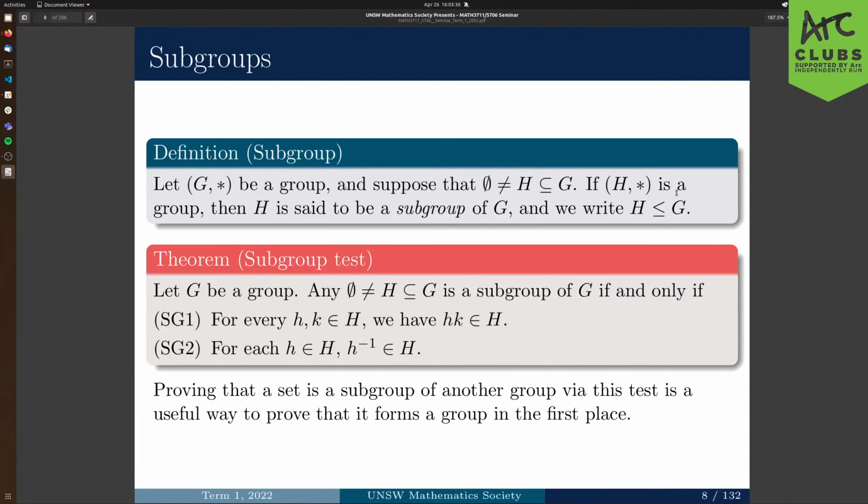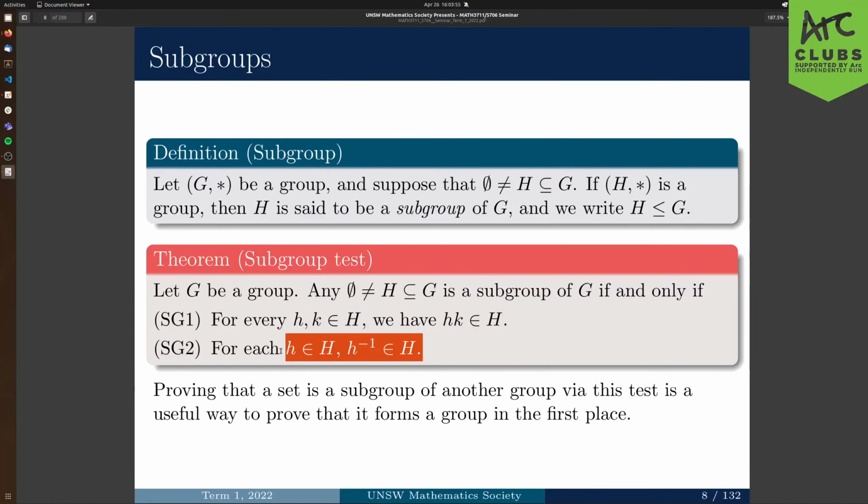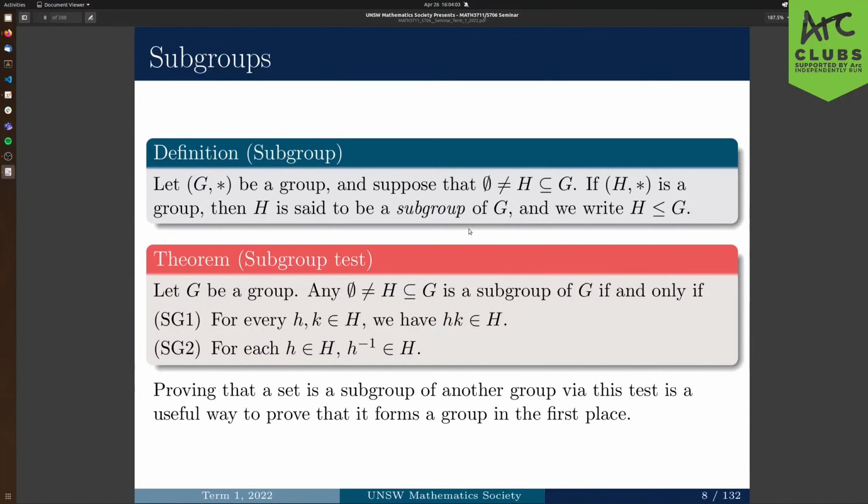Proving that it's a group from scratch is a little bit annoying, so we do have this nice subgroup test, which you might have seen, which is essentially just saying that it's a subgroup if it's, well, a non-empty subset, obviously, and closed under multiplication, so you multiply two elements in your subset, you stay in your subset, and also if you take an inverse, you also stay in your subset. If you have those two properties, then it's a subgroup. And this is often the way that you want to go about proving something's a subgroup instead of actually proving from scratch that it's a group.